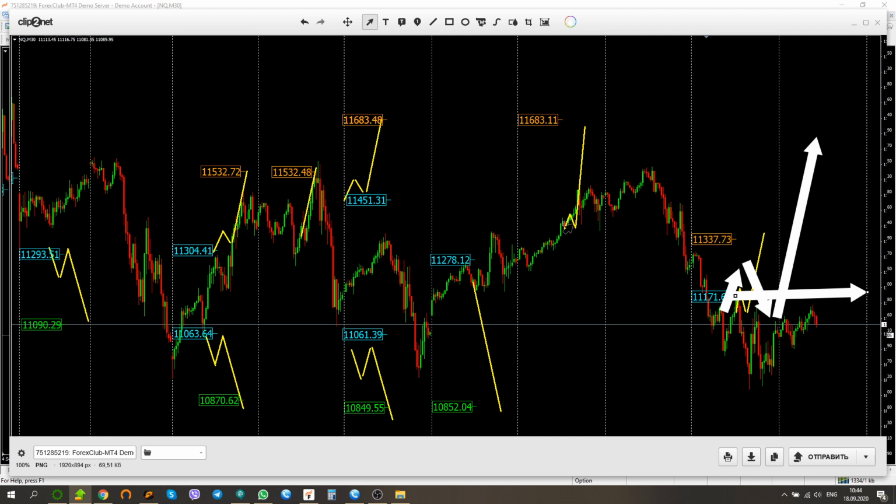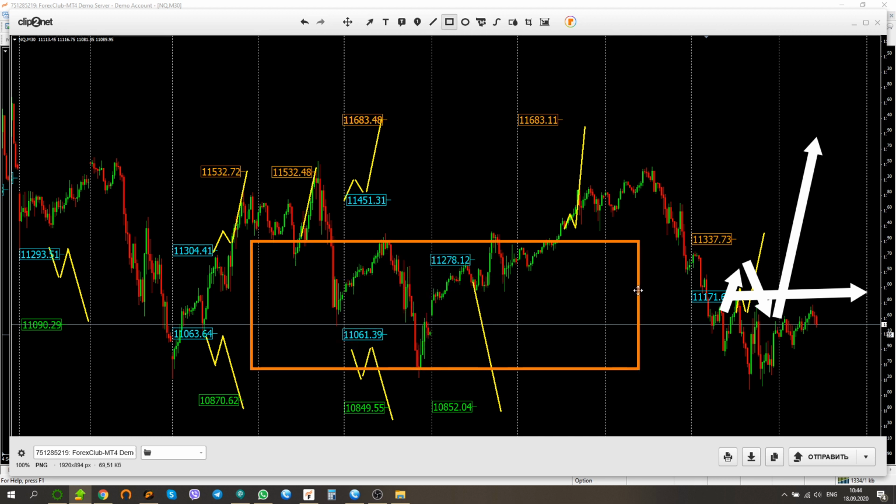For example, in this case it's obvious that we have a very strong support line here. Here it is, and this is the place where we should be entering the buy position.